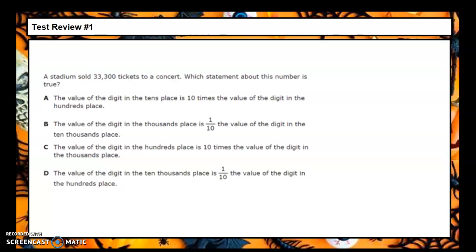Alright, so this is question number 1 for your test review. It says, a stadium sold 33,300 tickets to a concert. Which statement about this number is true?